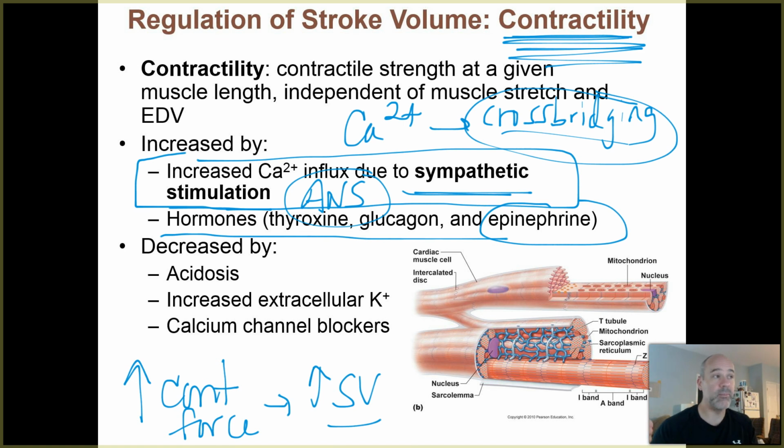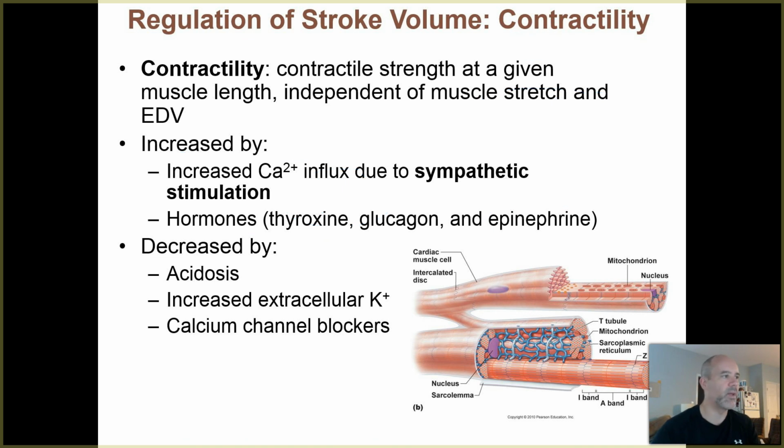Glucagon. Glucagon triggers release of glucose from your liver to help supply your cells with the glucose that they need. So it makes sense. You want to contract your heart more forcefully and increase your cardiac output, so you're circulating that glucose around the body. So when you start putting some of these things together, in physiology, it makes sense.